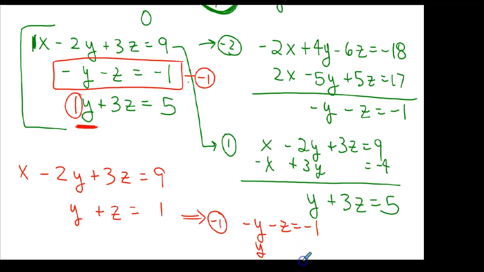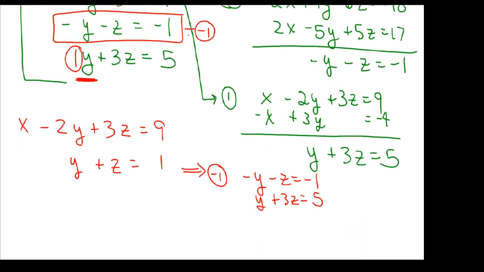I copy the row I'm trying to change directly under it, and then I'm ready to add those two together to get my new row 3. So that gives me 2z is equal to 4. So that's the second iteration. We have one more iteration to go to get this in row echelon form.